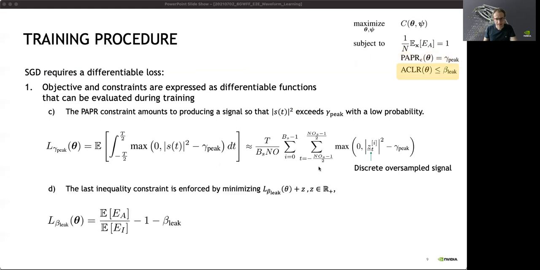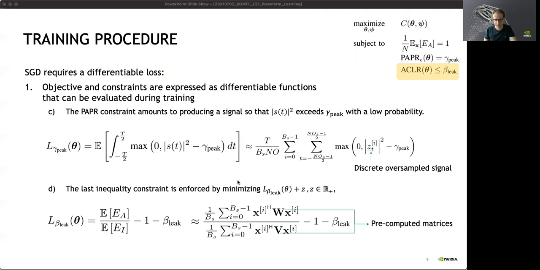And lastly, the ACLR inequality constraint is first converted to an equality constraint with a slack variable. And we can then approximate the ACLR using the ratio of two quadratic forms, in which the matrices W and V are pre-computed and do not depend on X. So they only depend on the fact that we use OFDM.